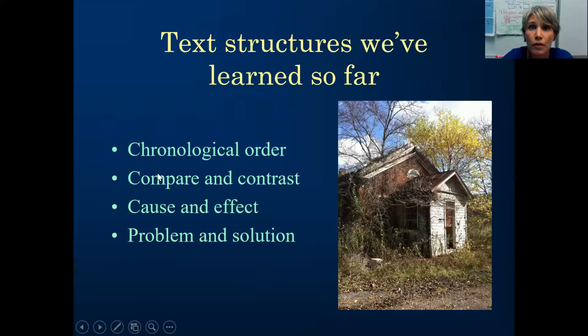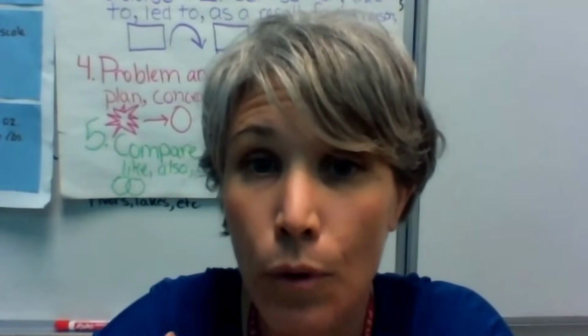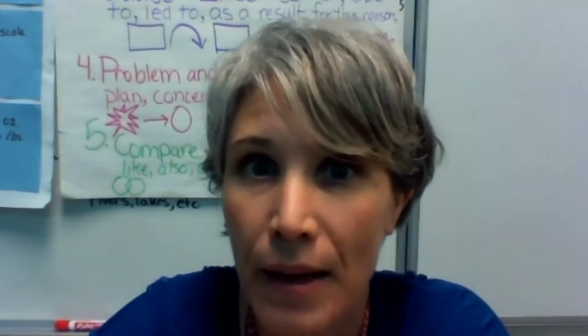So these are some of the text structures we've gone over so far. We have not gone over chronological order yet. That's coming up. But we have gone over compare and contrast when we talked about Abe Lincoln and George Washington. We looked at cause and effect and problem and solution. So you should be adding all of these to your informational text brochure that you will be making.